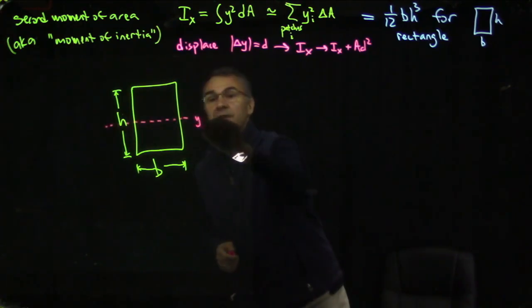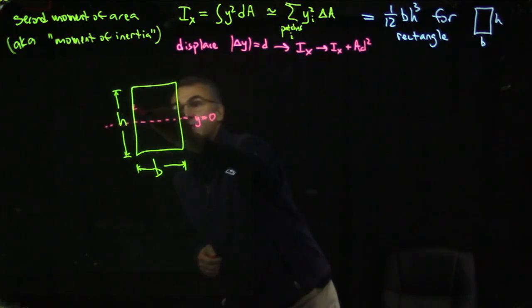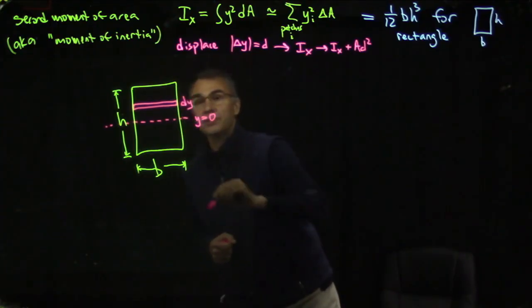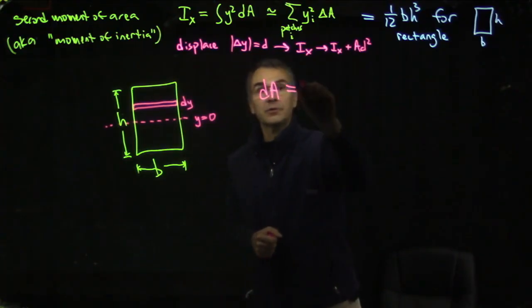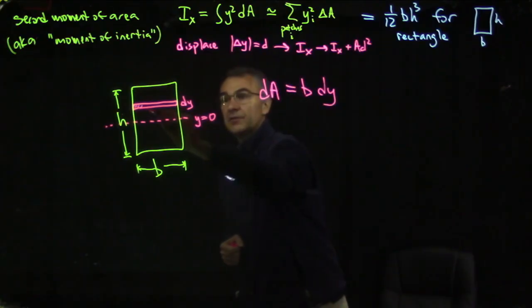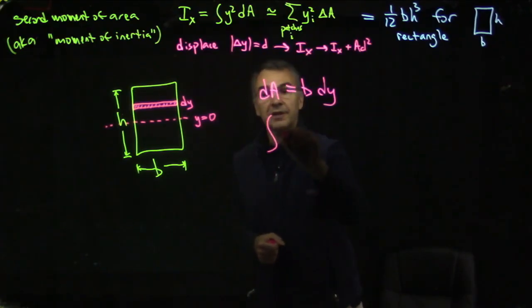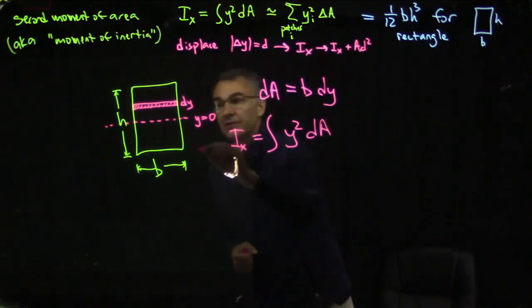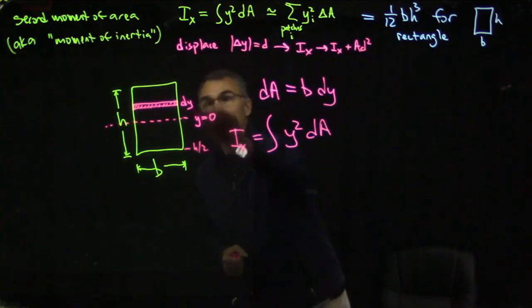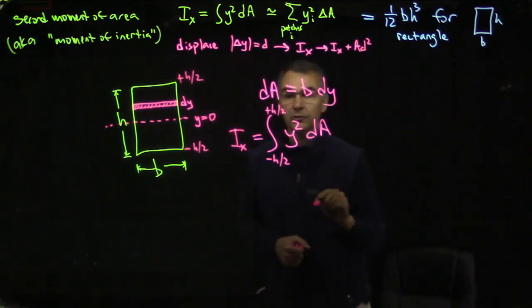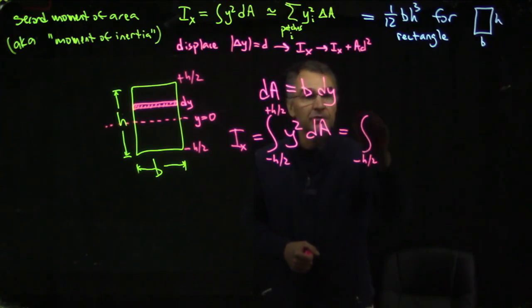So we'll take y equals 0 here, and then let's consider one little chunk whose height is dy and whose width is b. So we have dA equals b dy, because this little area has a width of b and a height dy, and then we want to integrate. I sub x is the integral of y squared dA, and the limits here are from minus h over 2 to plus h over 2, so that's the integral from minus h over 2 to plus h over 2 of y squared b dy.